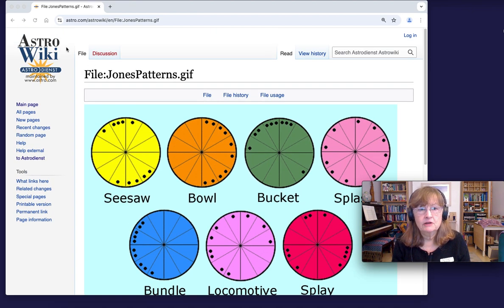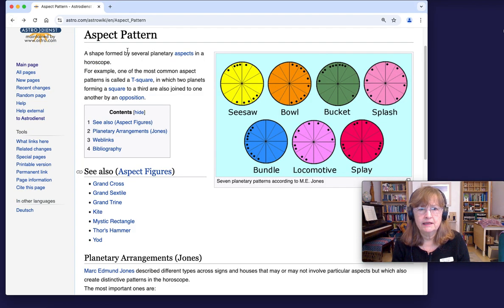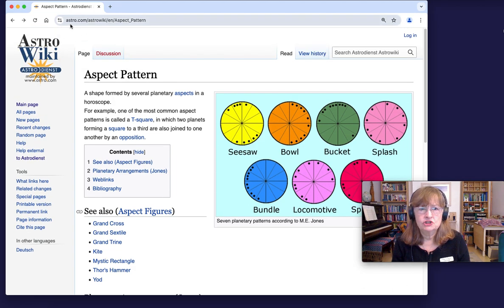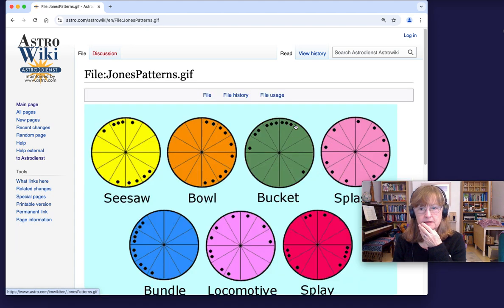Now, the website I'm using is AstroWiki, and this is the page astro.com/AstroWiki. I'm looking at it in English, so /EN/aspect underline pattern, and these are called aspect patterns. So let me just go back to the illustration there.